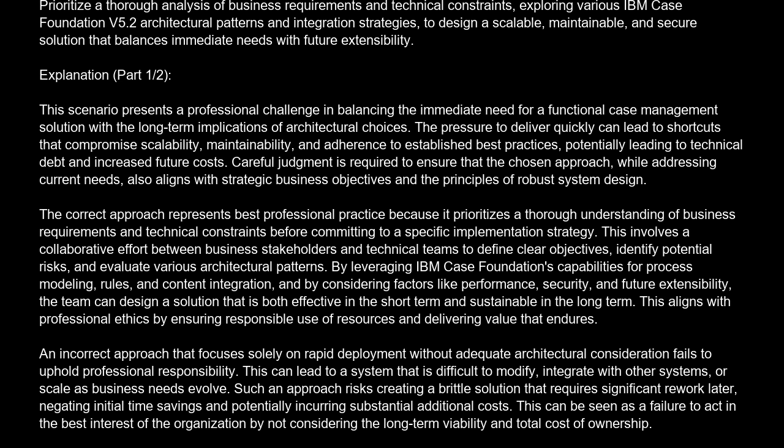An incorrect approach that focuses solely on rapid deployment, without adequate architectural consideration, fails to uphold professional responsibility. This can lead to a system that is difficult to modify, integrate with other systems, or scale as business needs evolve. Such an approach risks creating a brittle solution that requires significant rework later, negating initial time savings and potentially incurring substantial additional costs. This can be seen as a failure to act in the best interest of the organization by not considering the long-term viability and total cost of ownership.